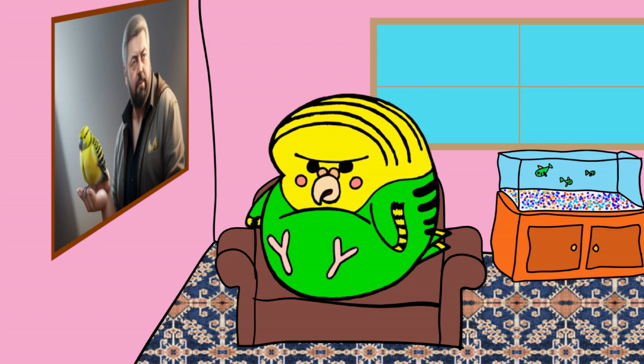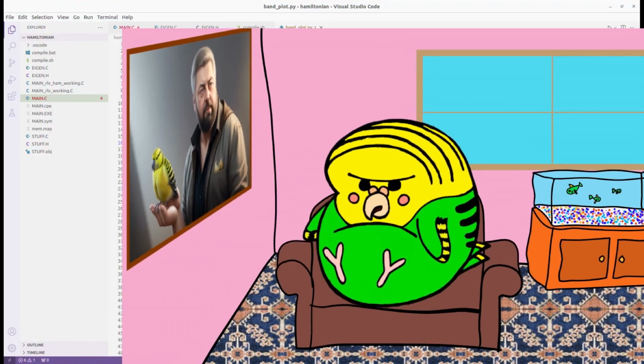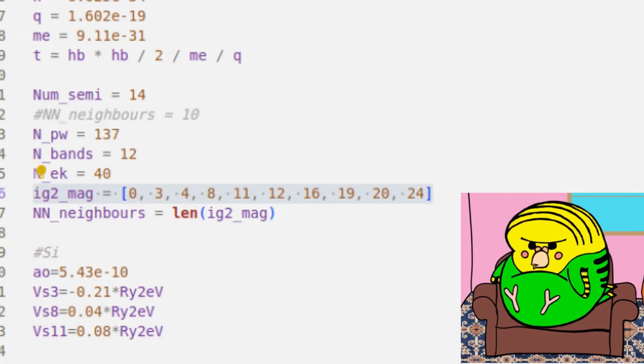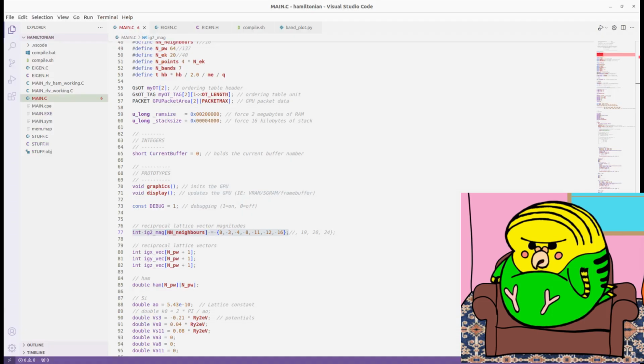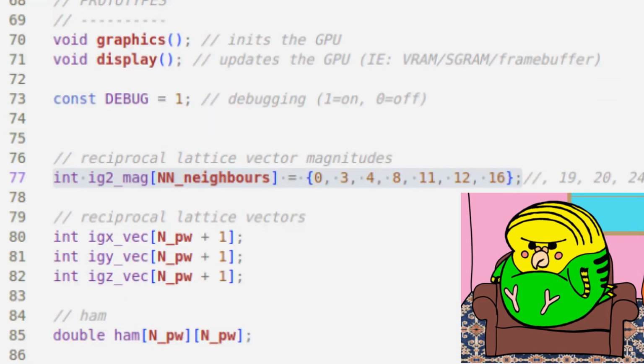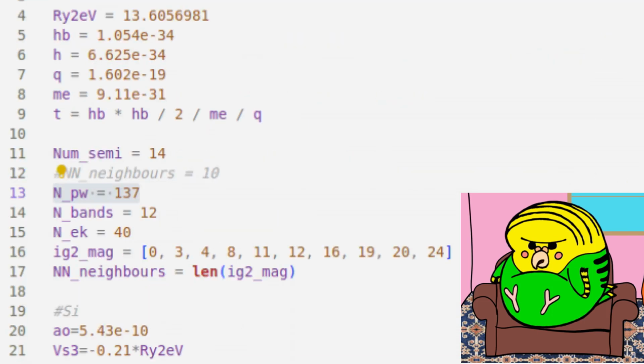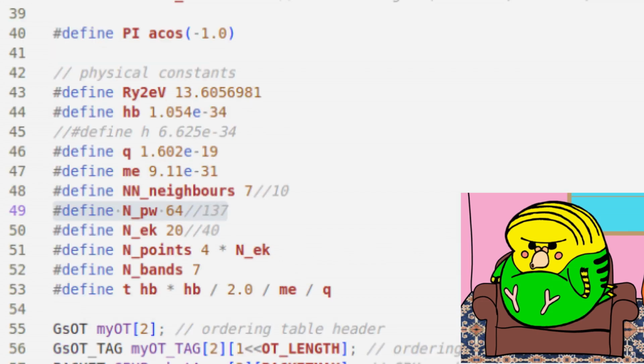And I reckon if we stick that on a disc and put that in the PlayStation, well, the PlayStation will probably die. So to give us a chance of plotting an actually nice looking graph, we're going to have to make some shortcuts. So instead of using the 10 nearest neighbours, we're going to just use 7. And instead of using 137 plane waves, we're going to use 64.